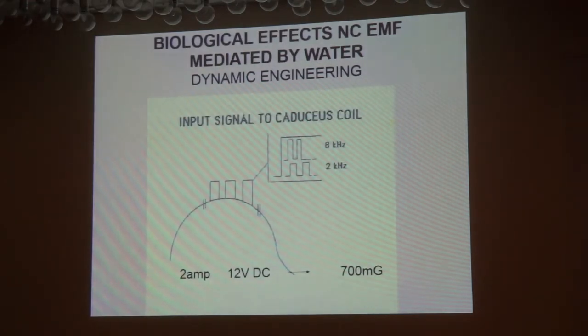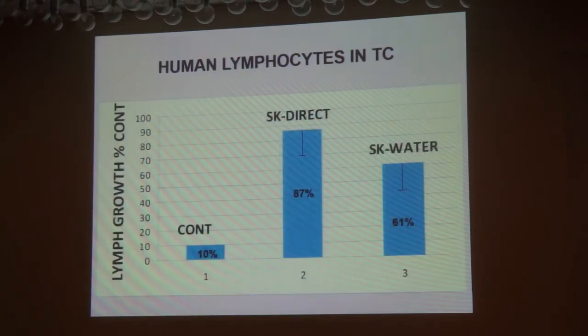So my first experiment to demonstrate this was done by a colleague who works for a company called Dynamic Engineering. We used a very complex input. The electromagnetic signal is very complex. It's one wave riding on another wave, and there are many different frequencies involved. And this signal is then fed into a caduceus coil, and it was used to treat water directly, and the water was then given to human lymphocytes grown in tissue culture.